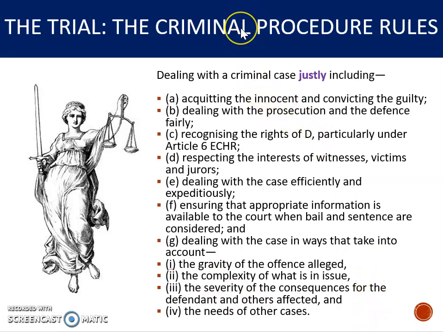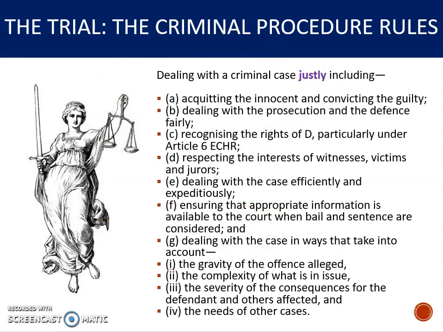So the criminal procedure rules say that all criminal cases should be dealt with justly, meaning fairly, and they've got some of the key principles that are important in ensuring that cases are dealt with justly. For example, it's important we acquit the innocent and convict the guilty. That we need to recognise the rights of the defendant, particularly under Article 6. Article 6 of the European Convention on Human Rights is the right to a fair trial. So those are criminal procedure rules.